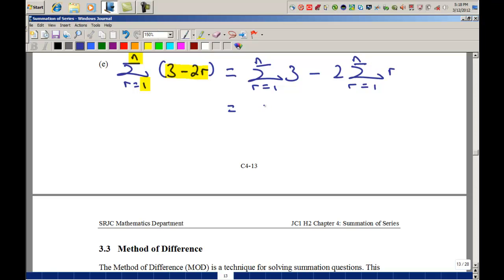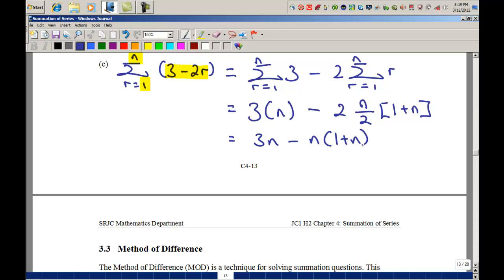Then the first one is just 3 times n minus the second one. You see an AP there. First term is 1, last term is n, number of terms is n. So that means you apply the formula, you have n over 2, first term plus last term, and then realize that you can simplify this further, without common terms, end up with n, 2 minus n.